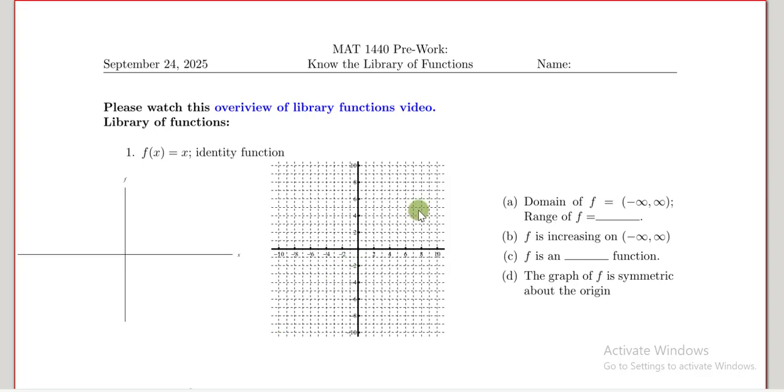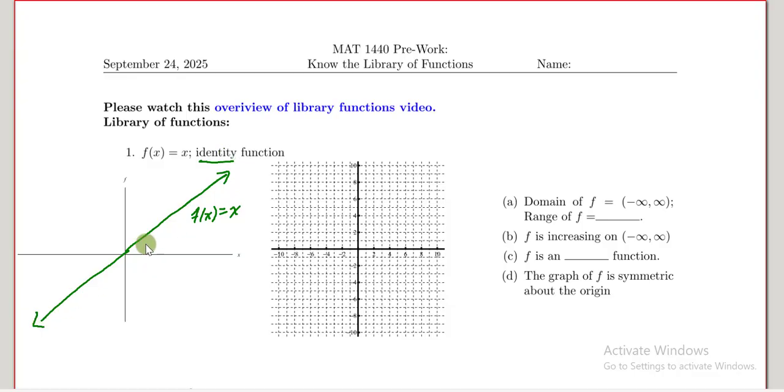And I want to point out that I have the rough sketch memorized. If somebody asks me to graph the function f of x equals x, I know that its graph looks like this. There's the graph of that function, f of x equals x. By the way, this is called the identity function. So if you hear that name identity, that's what we're referring to in this context.